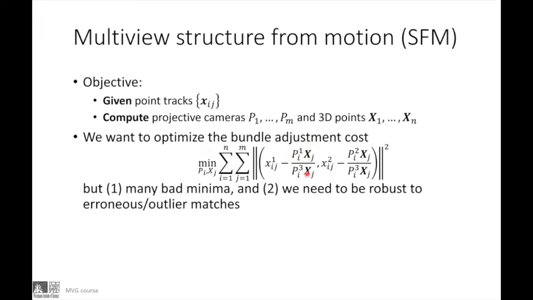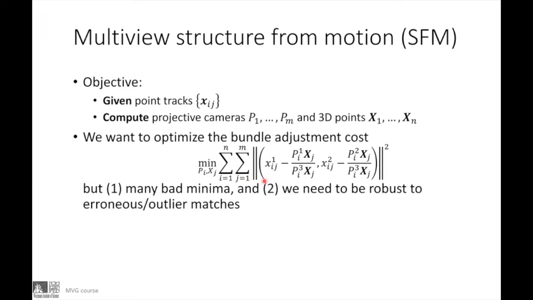So the projection of the three-dimensional point, we want to fit as much as possible to the point tracks that we see in the images. And typically, we minimize a square norm. And so that's what we want to do.